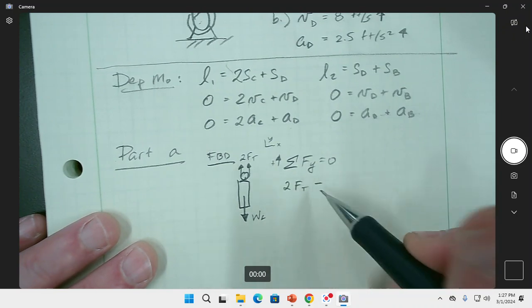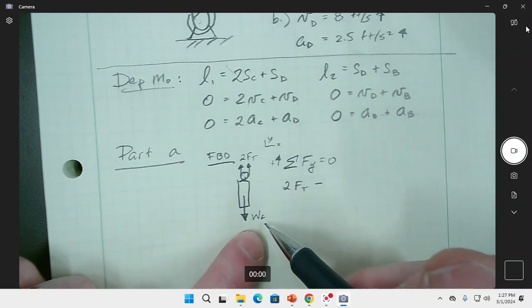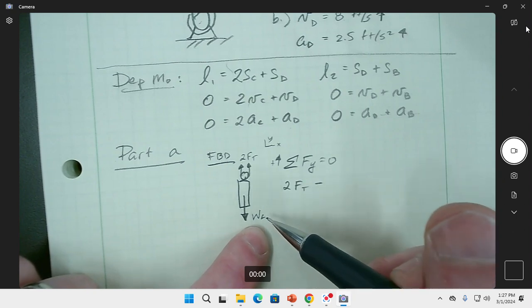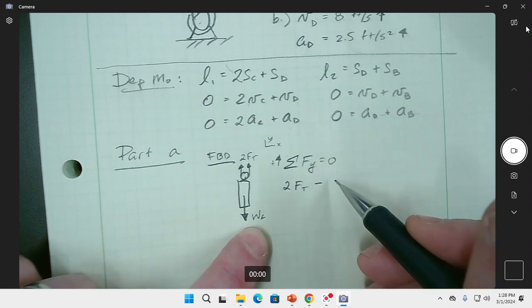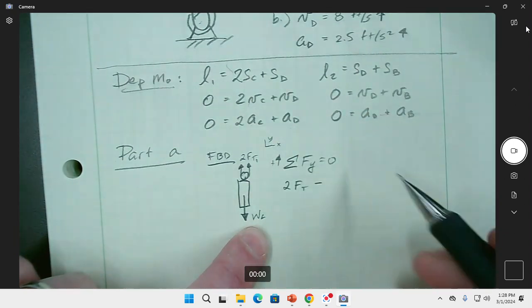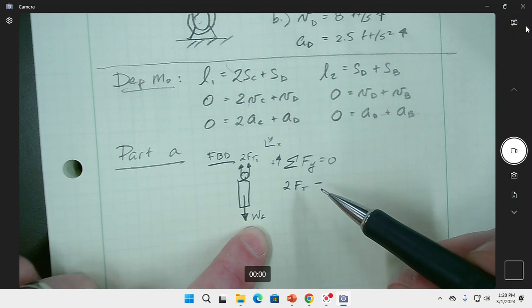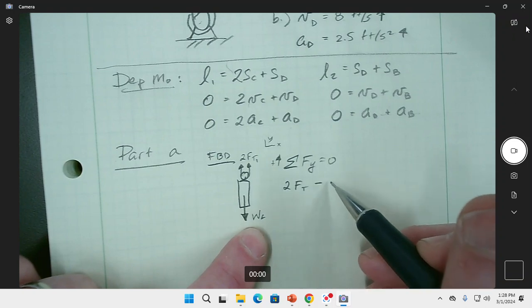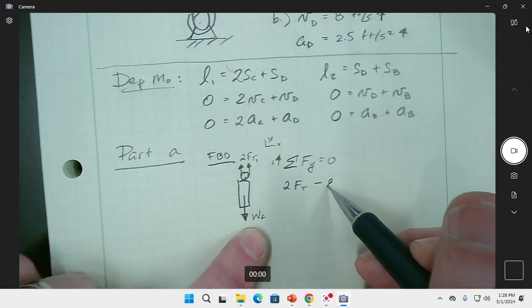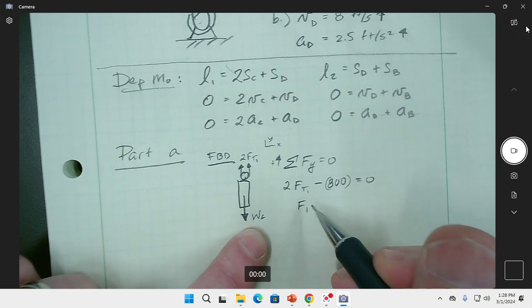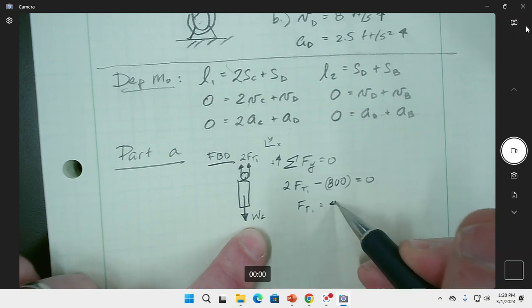2FT minus WC. I could keep this as a variable, but I do know what it is. Oh, by the way, I should make this FT1. Sorry. These ropes are going to have different tensions. I should remember that. Okay, cool. And so that's going to be, what did I say, 800 pounds? So FT1, I think, is 400 pounds.